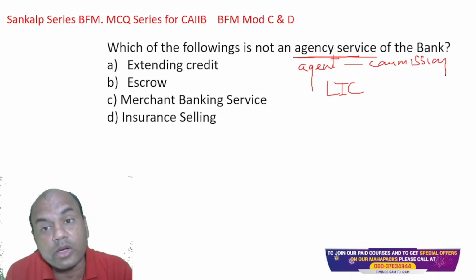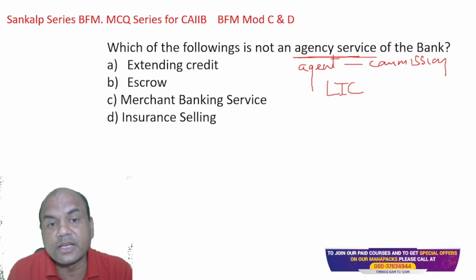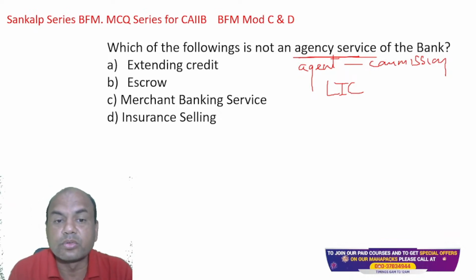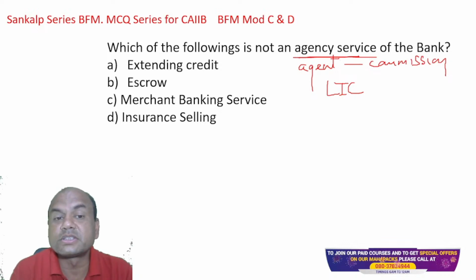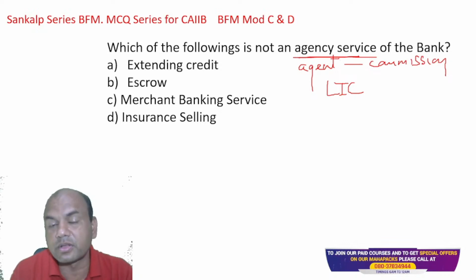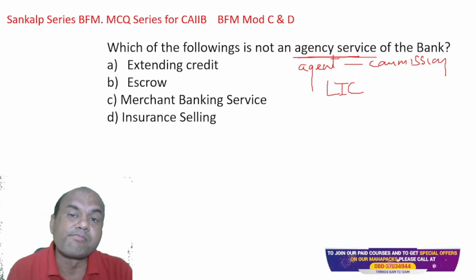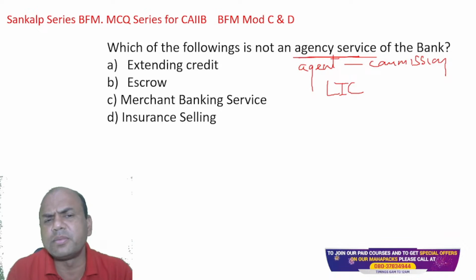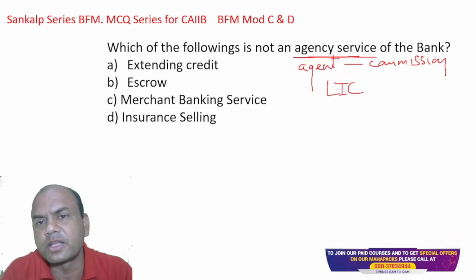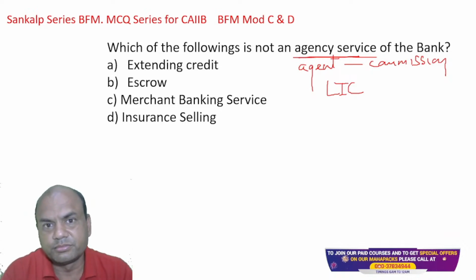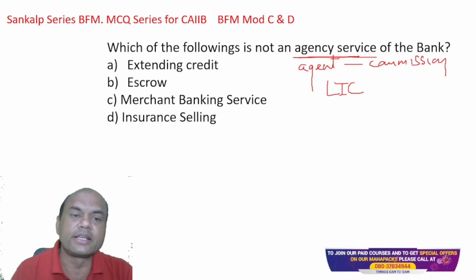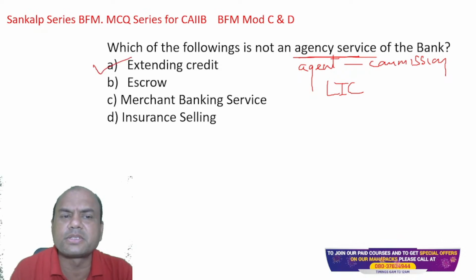So which of them is not an agency service? Extending credit, escrow, merchant banking services, and insurance selling. So which of them is not the agency? They are not acting as the agents. Now very easy one but tricky one. You can immediately see the answer. Let me see how many of you can answer over here. Correct. Extending credit. It is not an agency commission over here.